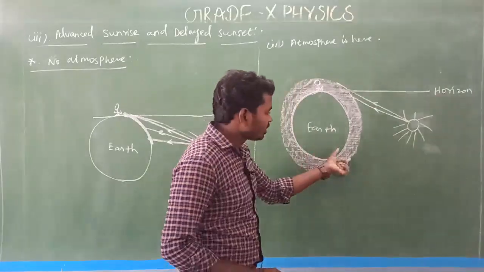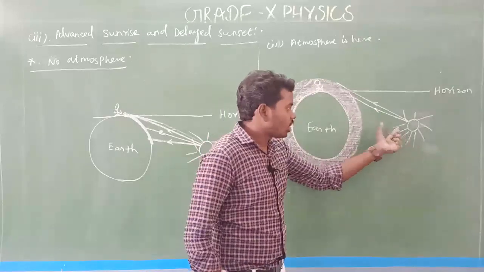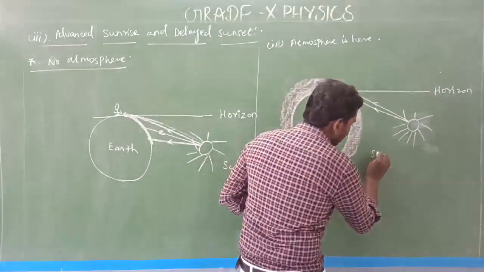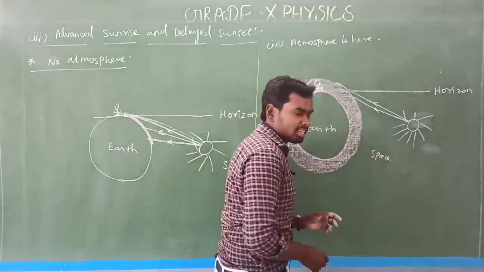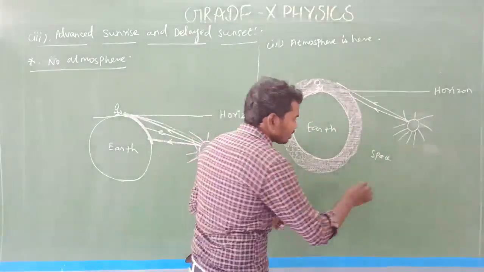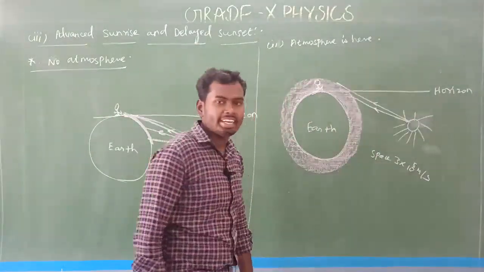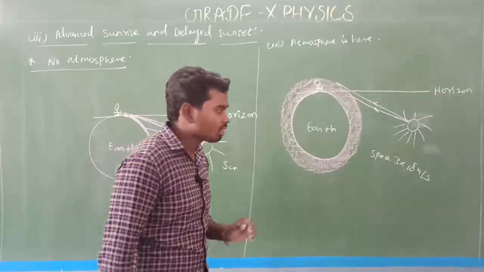So this is Earth atmosphere and this is the sun. What is there between the atmosphere and the sun? Just vacuum, just space. What is the speed of light in space? That is 3 into 10 to the power 8 meters per second. That is the speed of light in vacuum. Is it clear?